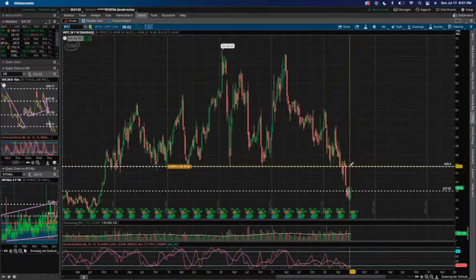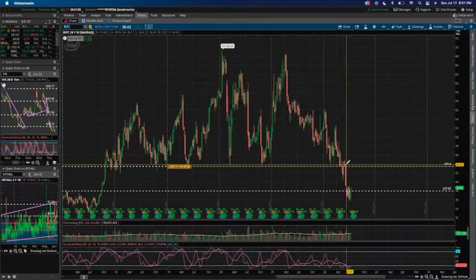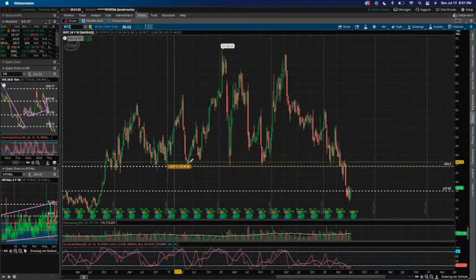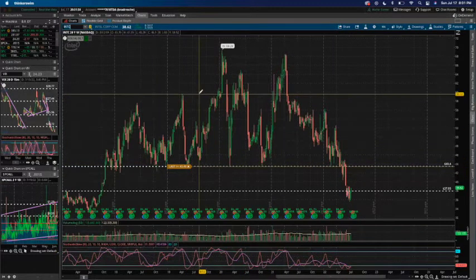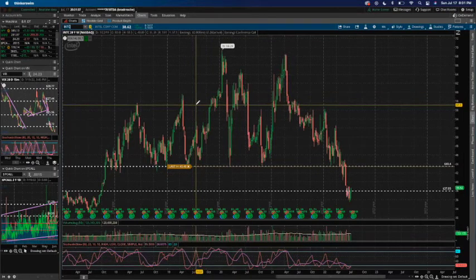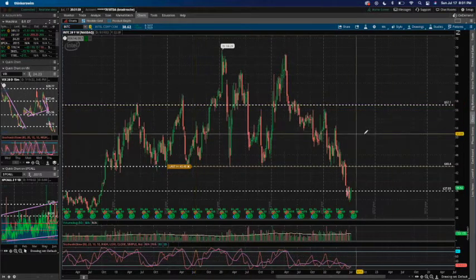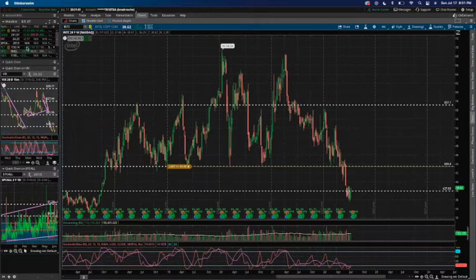I don't want to play the break. I know the move will be big, and I'm sure that's great, but I'd rather catch the bounces or rejections of levels because they seem to be safer. And so that's what I typically like to look for.